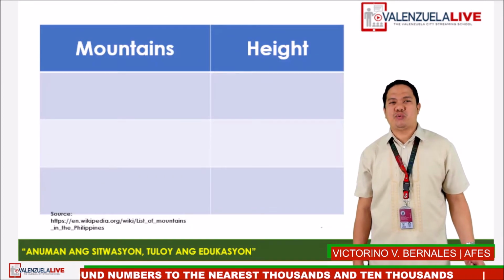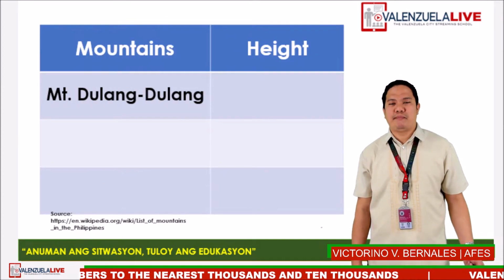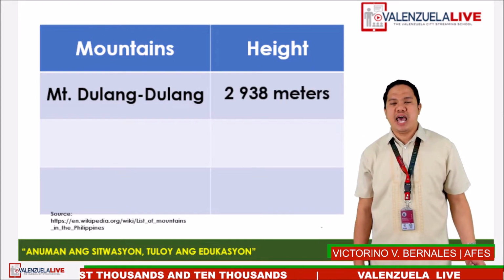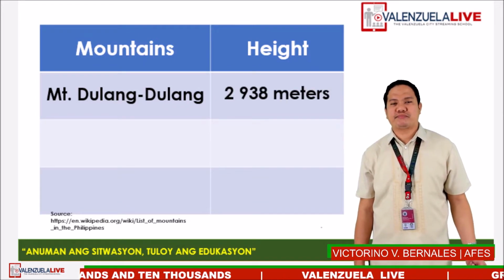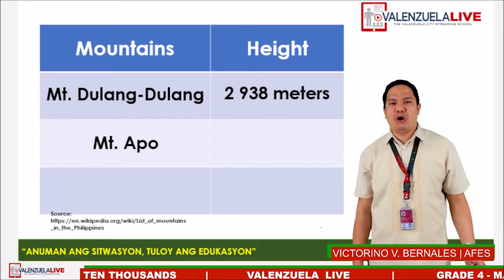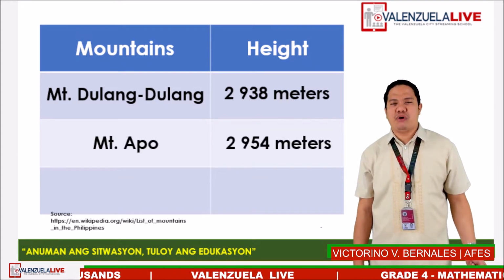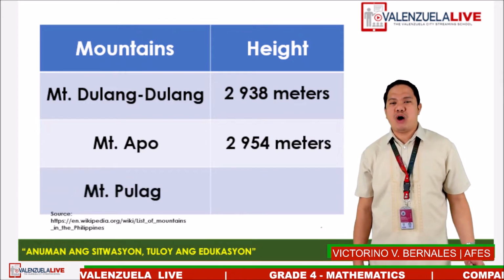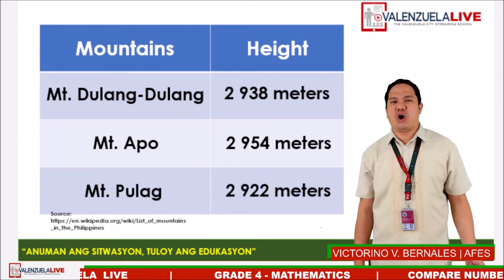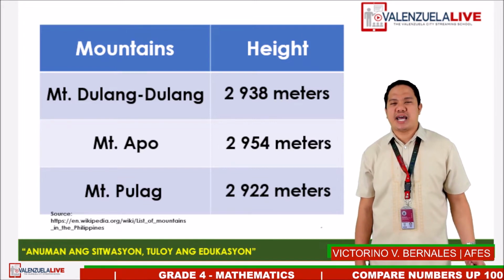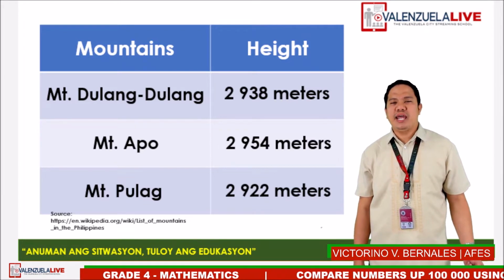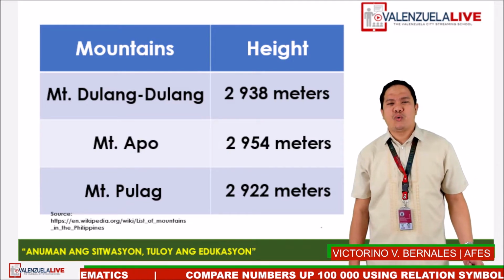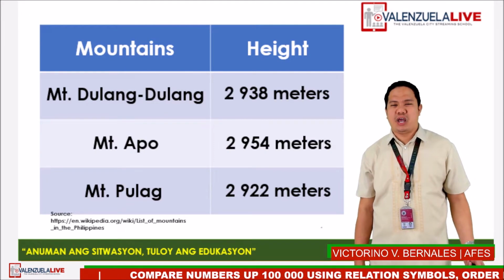Let's start with Mount Dulang-Dulang. Mount Dulang-Dulang has a height of 2,938 meters. Mount Apo has a height of 2,954 meters. And Mount Pulag has a height of 2,922 meters. Now, among these three mountains, which is the highest?